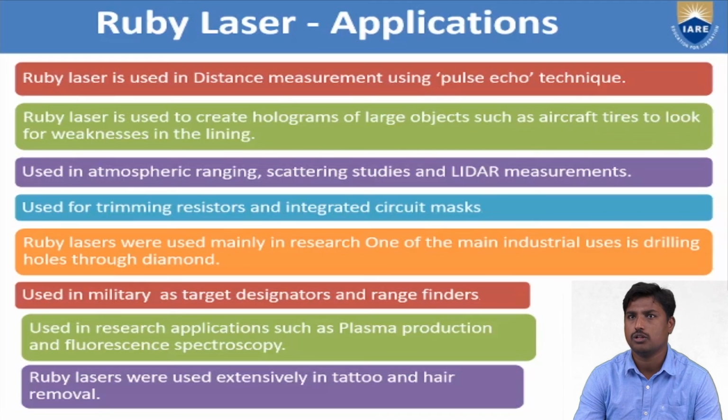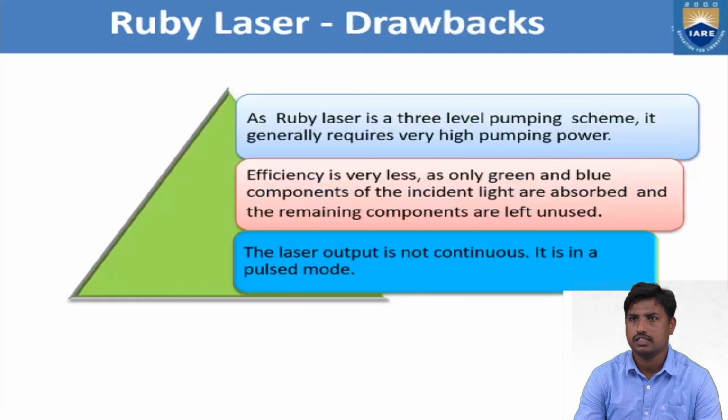We have drawbacks also for the ruby laser. It is mainly a 3-level pumping scheme, which generally requires very high pumping power. To send the particles from the ground state to the higher energy state, high pumping power is required. That is the main drawback. Efficiency is also very low, because out of the seven colors only green and blue are absorbed. The remaining components of the incident light are left unused. That's why efficiency is very low. One major factor is that the laser output is not continuous. It is a pulsed mode.